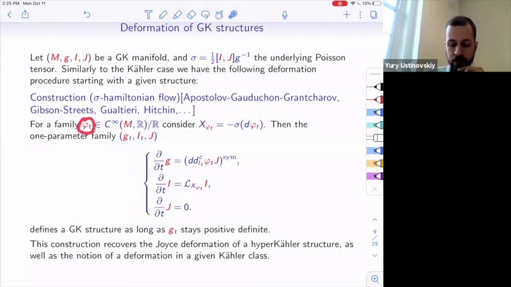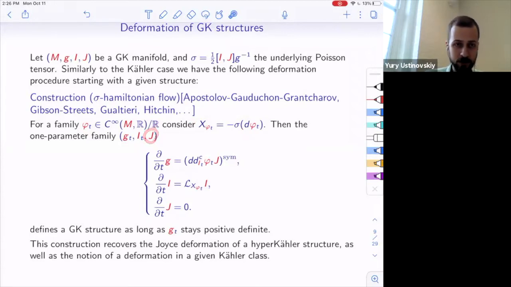So you start with a family of smooth potentials, and you consider the corresponding sigma Hamiltonian vector fields. You hook up d of V_t into your Poisson tensor, so you get a smooth vector field whose flow preserves the Poisson tensor. What you can then do is consider the following one-parameter family of metrics and complex structures.